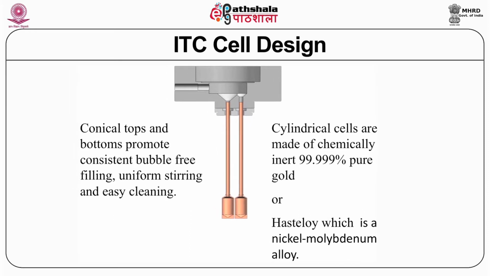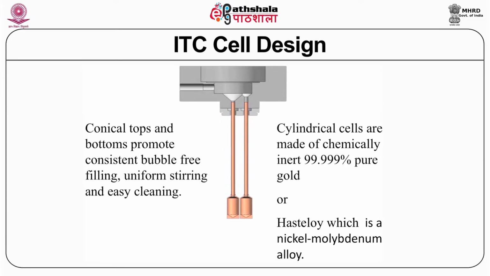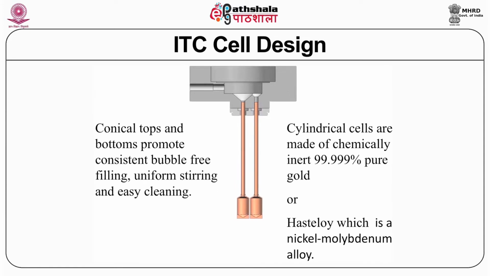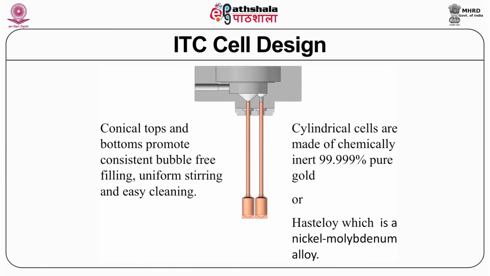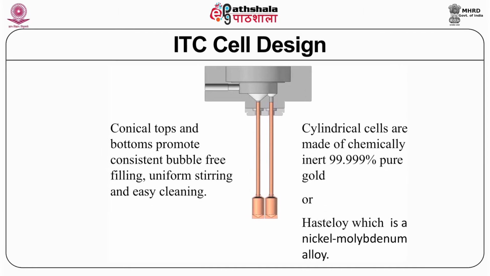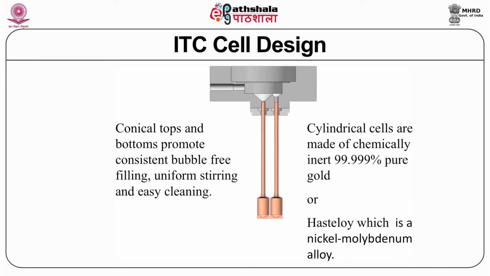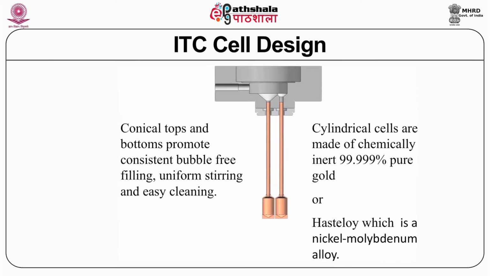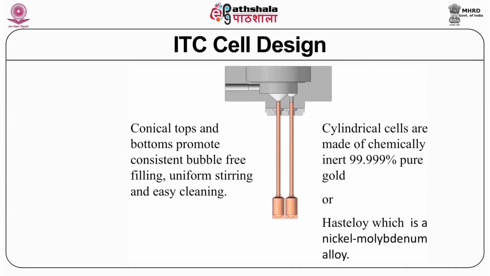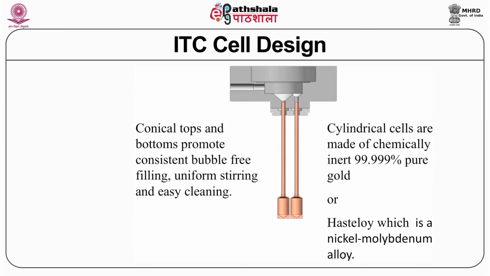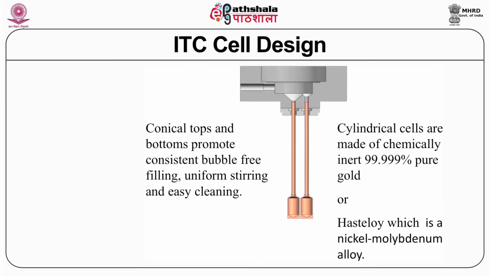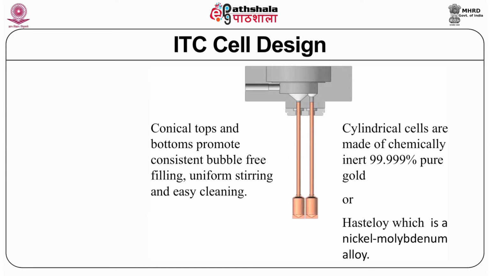Now, the cylindrical cells are made of chemically inert substances like 99.999% pure gold. Gold is normally used, but sometimes Hastelloy is also used. Hastelloy is another inert material, used mostly in industry. It is a nickel and molybdenum alloy. Normally either gold or this alloy is used. But why do they have to be so pure? Because they have to be, firstly, inert, so that they themselves do not interfere with the reaction that is going on. That is very, very critical.